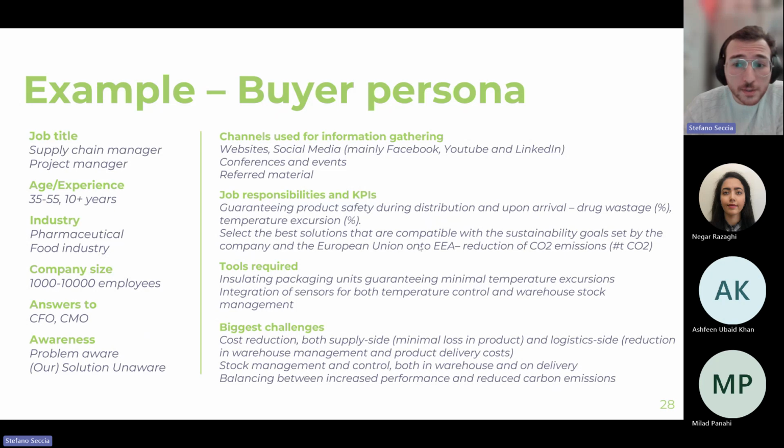What are the tools required? So the key features they might be interested in, and the biggest challenges. And this is probably the most important to us. What's the problem they have? The problem that they're going to be thinking about as they drive home from work. And acing these questions is really, really important.